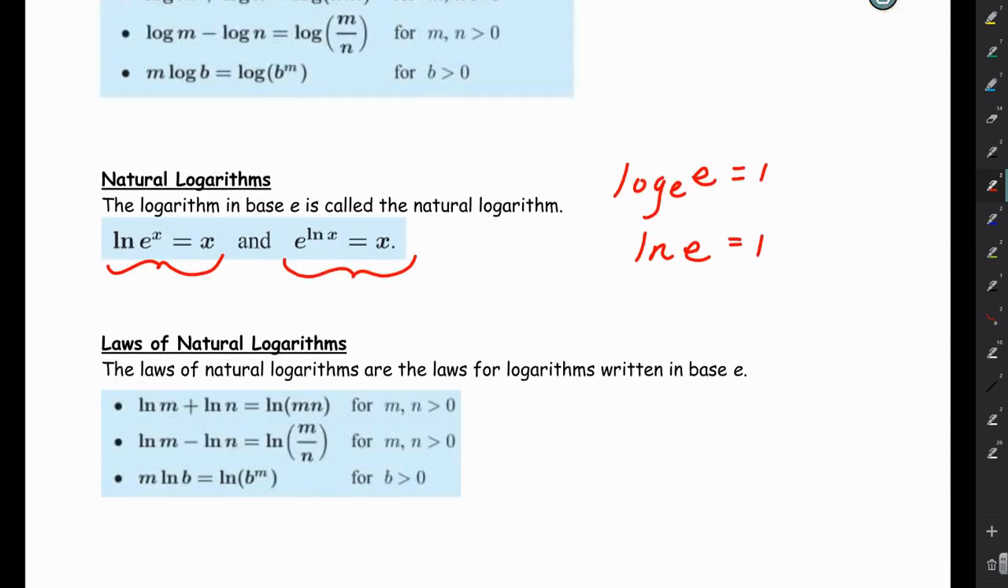Now, all the laws that apply to a regular log with a base of 10 or something else are also going to apply when we talk about logs base e. All the same rules apply. So if we are adding natural logs, we would combine using multiplication. If we're subtracting natural logs, we would combine using division, right? And the power rule, if we have an exponent, we can bring it out front, or if it's out front, we can make it the exponent.